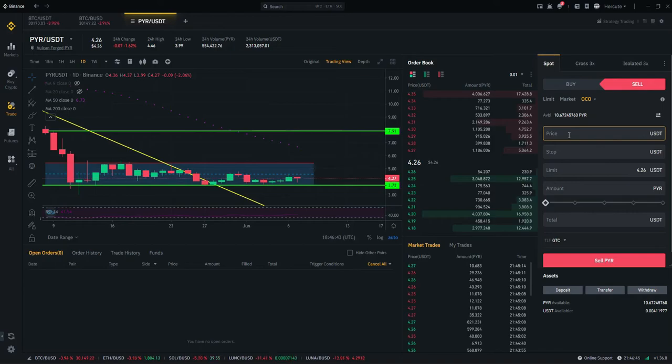Here we are. So here you can see we have the price, we have the stop price, and we have the limit price. Okay. So the price, this is where you put where you want to collect your profits at.